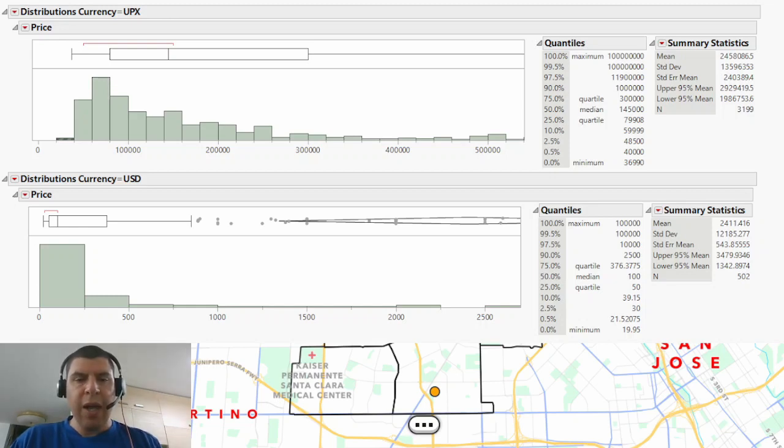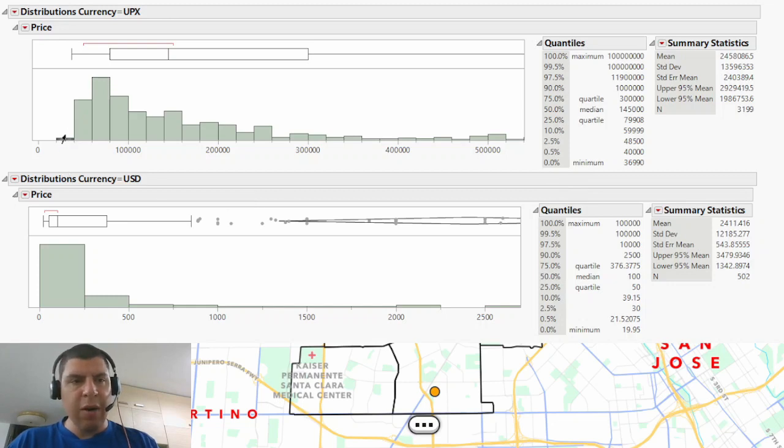To get a better indication of what's actually happening in the market, I like to look at these different quantiles. We talked about the minimum floor price, and if we look here at the 0.5% quantile, that essentially means that 0.5% of all the properties are listed at 40,000 UPIX or less. So half a percent of 3,200 properties is 16 properties.